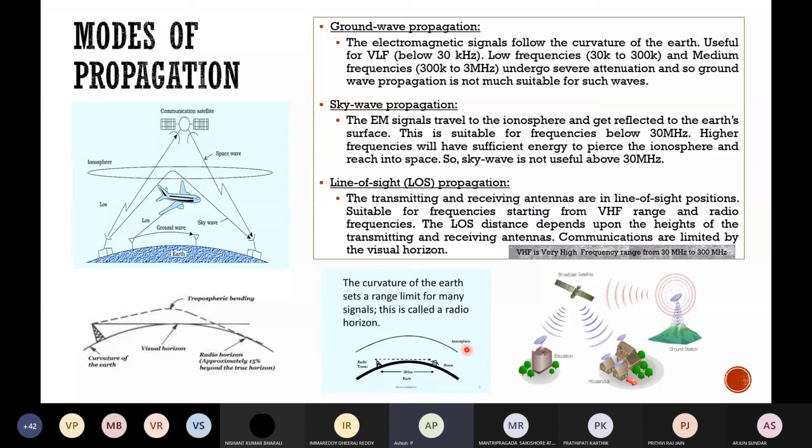In terms of radio, the visual horizon is less, like you may be able to see only up to a certain distance, but due to different effects like tropospheric bending and diffraction, the radio horizon is more than the visual horizon. So that is also an advantage for us. These are the basic modes of propagation, very useful.